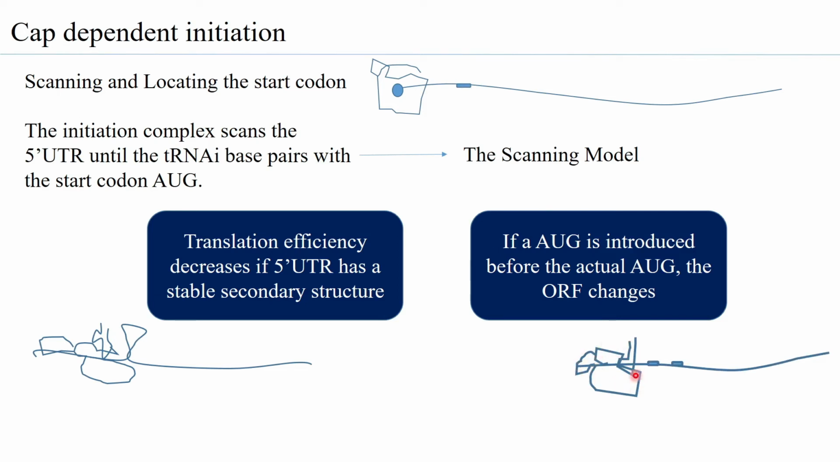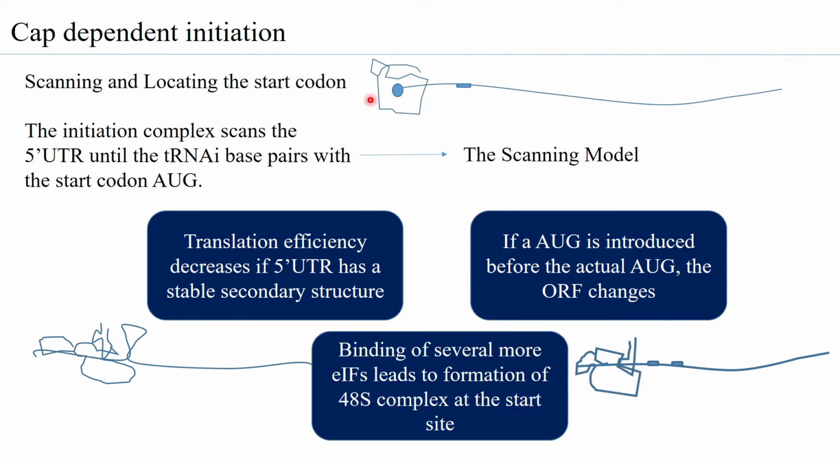You have the 43S with the met tRNA coming. When it reaches here, the tRNA will base pair with the start codon, and from that point on, translation initiation will begin. So where the ORF should have begun here, now the ORF is beginning here. So this is basically trying to say that scanning and locating the start codon is carried out by the 43S complex. But of course, the 43S complex is not the complete pre-initiation complex.